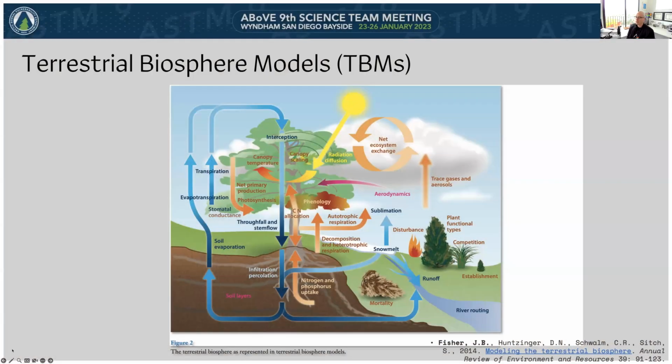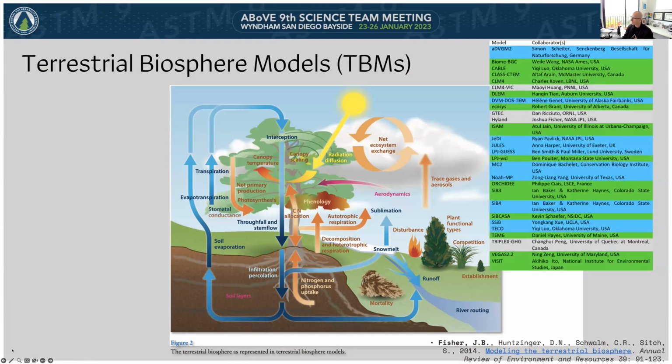So when it comes to models, there's lots of different types of models. There's statistical models, machine learning models, there's atmospheric models, hydrology models, and so on. The models that we tend to focus on in this particular working group are terrestrial biosphere models, also known as land surface models or dynamic global vegetation models. And so we're interested in carbon, water, nutrient cycling with regards to soil, plant, atmosphere continuum.